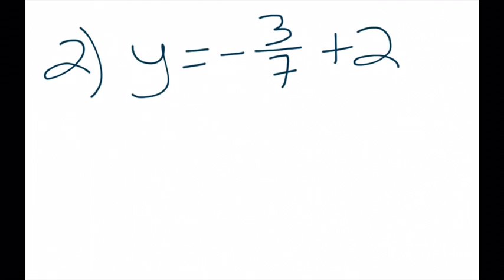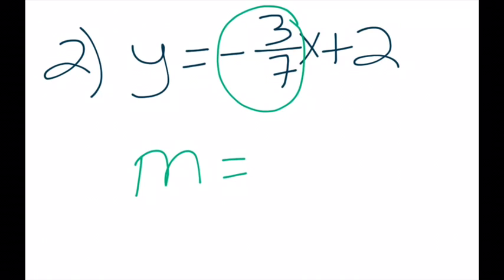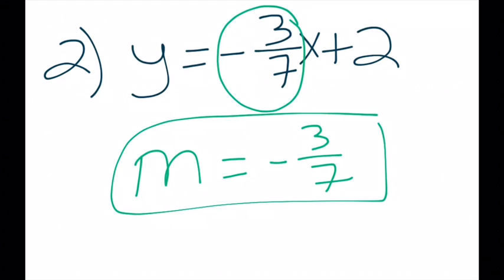Okay, for number 2, we have y equals negative 3/7 x plus 2. Once again, I want to find the slope of this line, which is negative 3/7. The slope of a line parallel to this has to be the same slope, so it's going to be negative 3/7. It has to have the exact same slope.